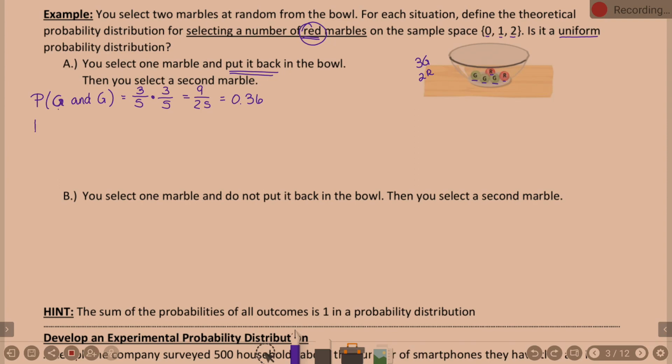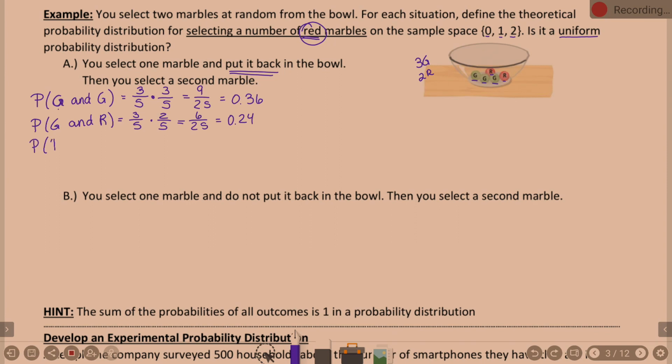Okay, let's go through. What if we get green first and now red? So what's the probability of getting a green marble on the first draw? And that is 3 out of 5. I put back whatever I drew, and now what's the probability of getting a red marble? And you'll notice there are 2 red marbles, so 2 out of 5. 3 out of 5 times 2 out of 5 is 6 out of 25. If you divide that out, the decimal is 0.24. Okay, so those are the options if you get green on the first draw.